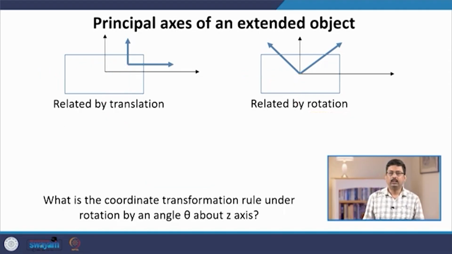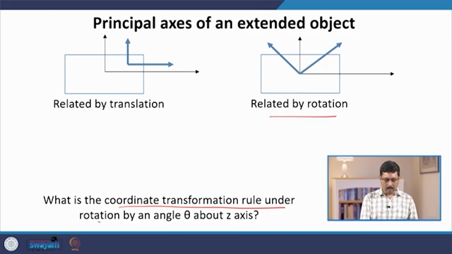So, here we pose a mathematical question. We ask what is the coordinate transformation rule. Specifically, if we take the right hand figure, how much rotation by an angle theta do we have to give to go from the asymmetric coordinate system to the symmetric coordinate system, that is, to go from blue to black or vice versa? In this particular case the axis of rotation is the z axis, which is perpendicular to the plane of the figure. So, about the z axis we have to rotate by angle theta to go from one coordinate system to another. The question is, how much is theta?